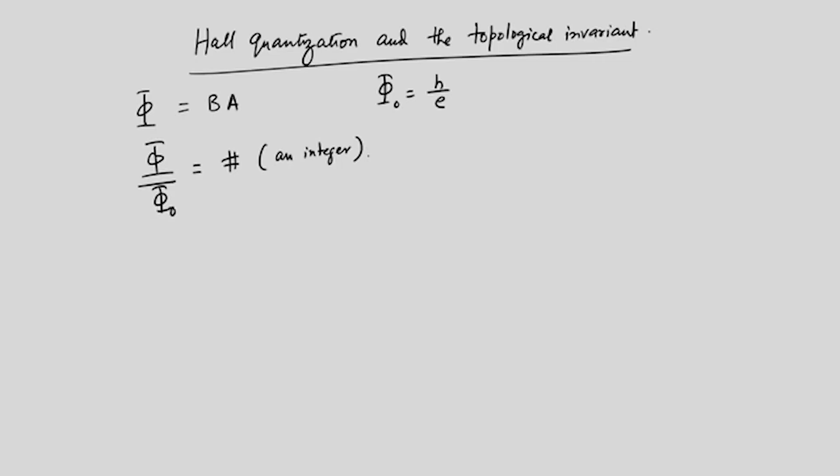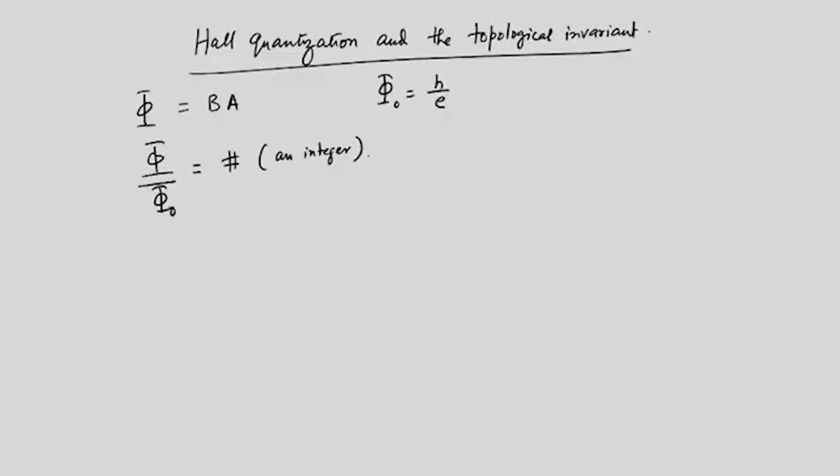As soon as it takes a number such as 1, 2, 3, the properties of the system will remain invariant. The interesting thing occurs when it is not an integer but a fraction of the form p by q, where p and q are co-prime integers. So, we want to study the effect of this flux for the quantum Hall system.